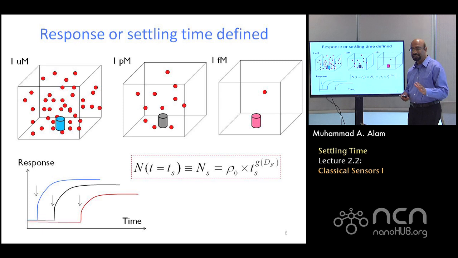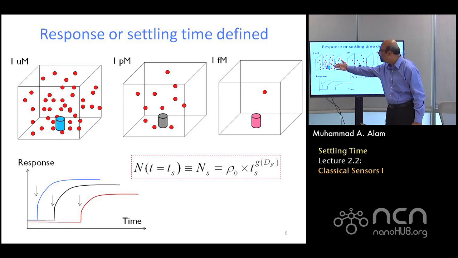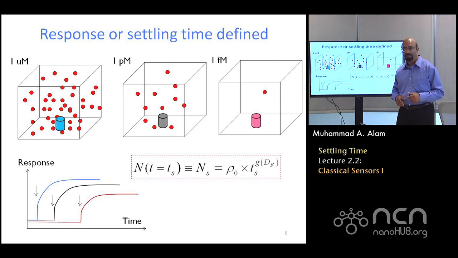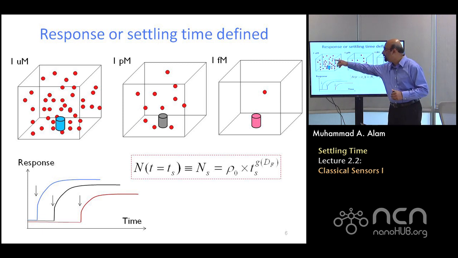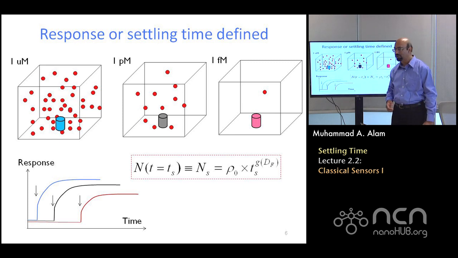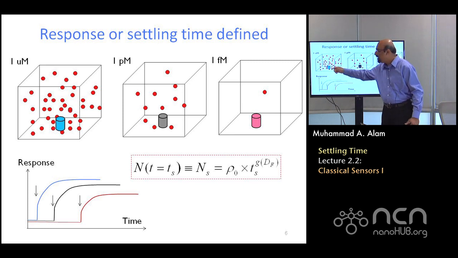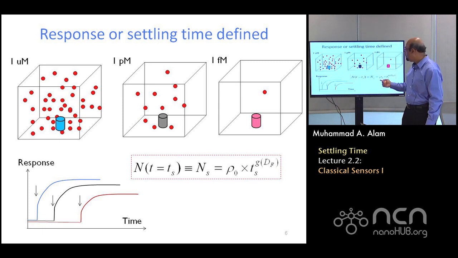Now, you can immediately see, before we get to the results directly, that it does depend on the analyte density ρ0. Why? For example, if you had a micromolar solution, do you remember that you have a million copies of these red molecules in a 100 micron by 100 micron by 100 micron box? In that case, as soon as you inserted the sensor, a certain fraction of the molecules are close by and they will be captured.